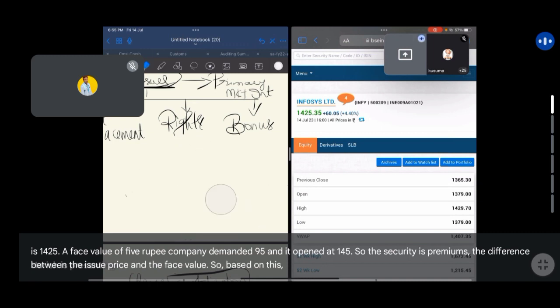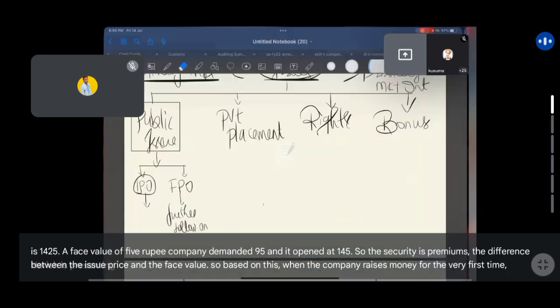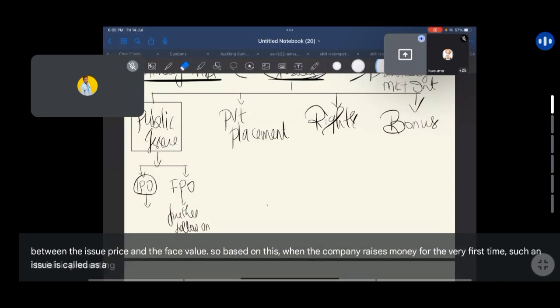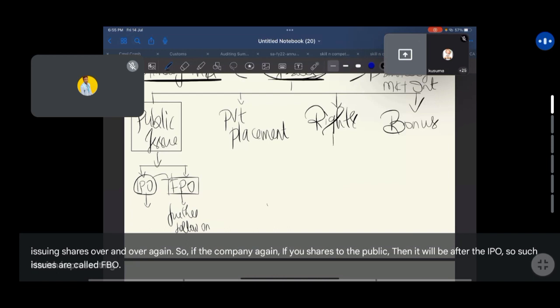So based on this, when the company raises money for the very first time, such an issue is called an IPO, and Infosys has raised money multiple times. They didn't just issue a few crore shares in 1998. They kept issuing shares over and over again. So if the company again issued shares to the public after the IPO, such issues are called FPO.